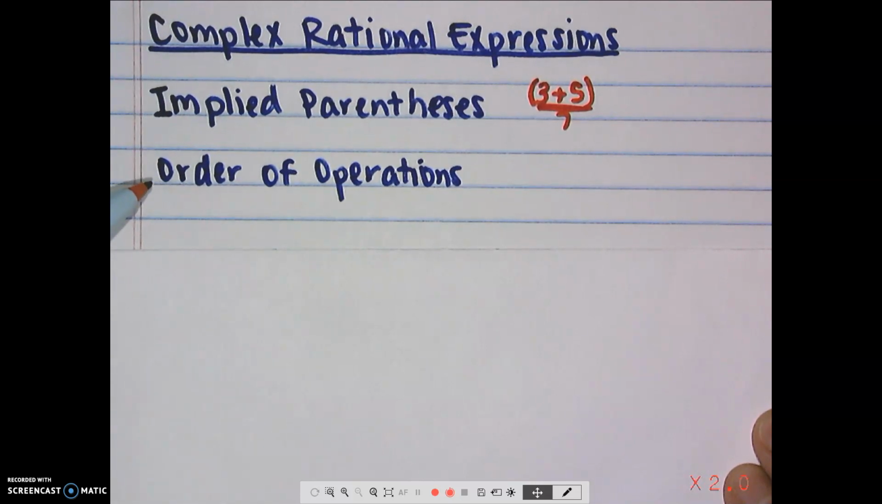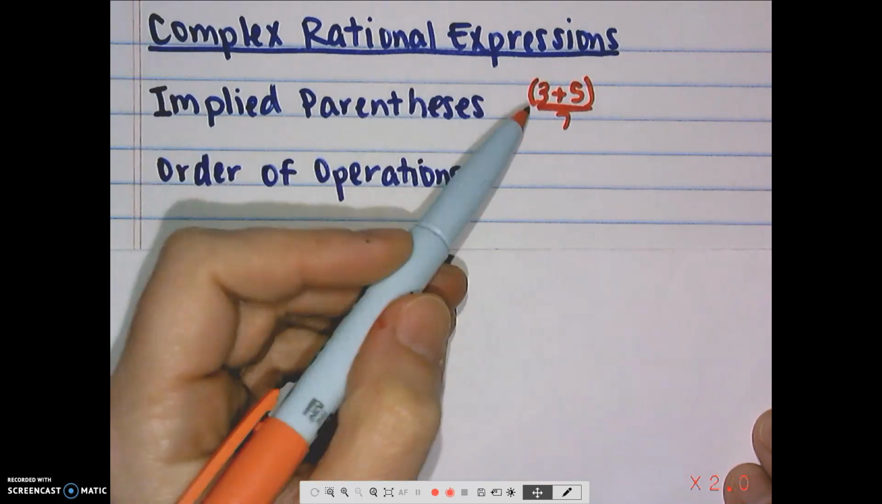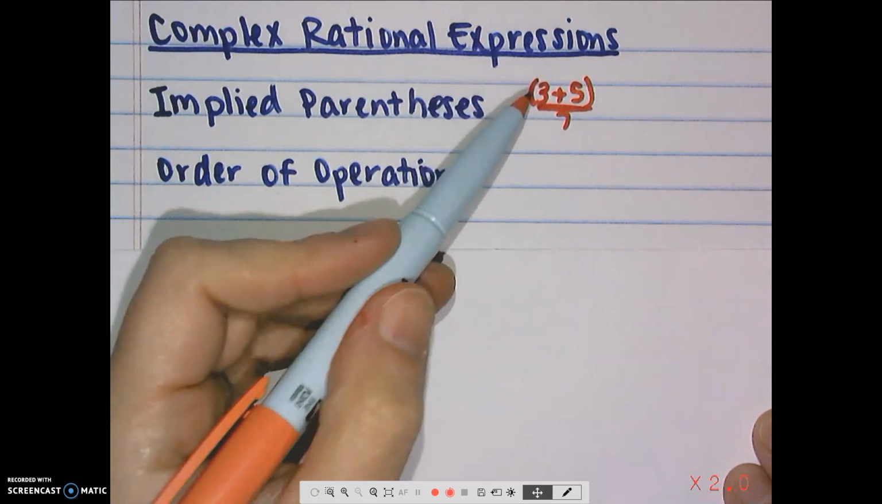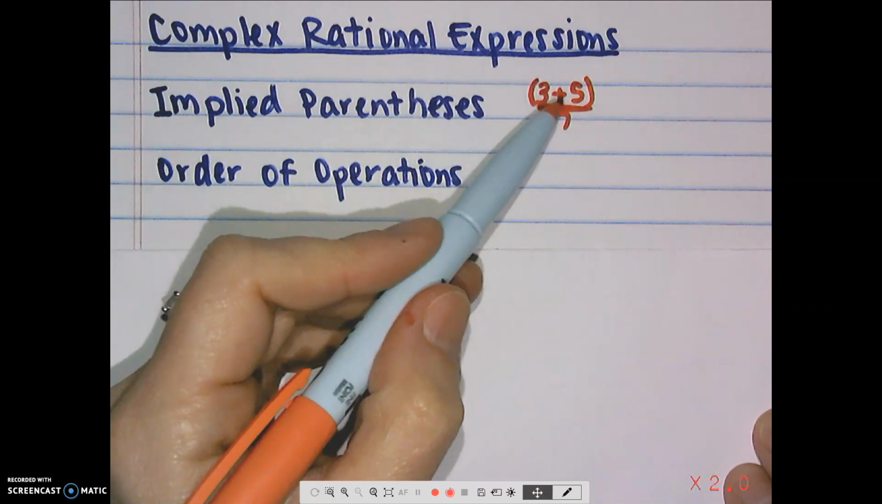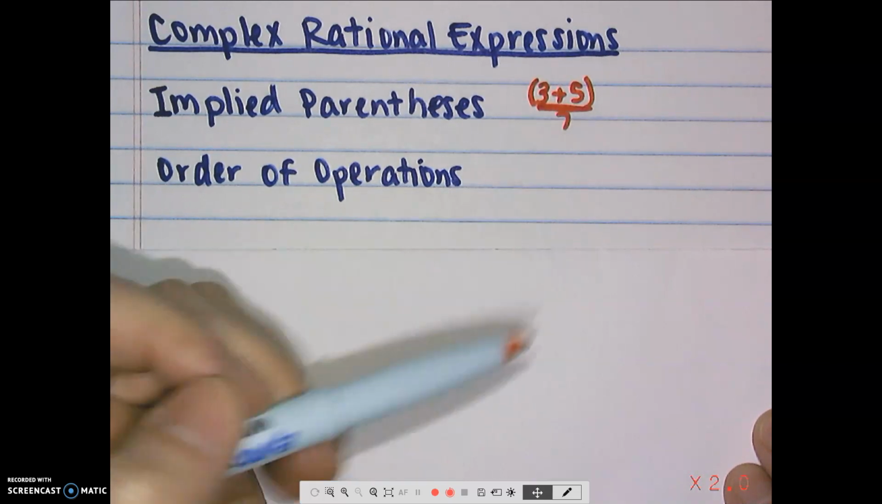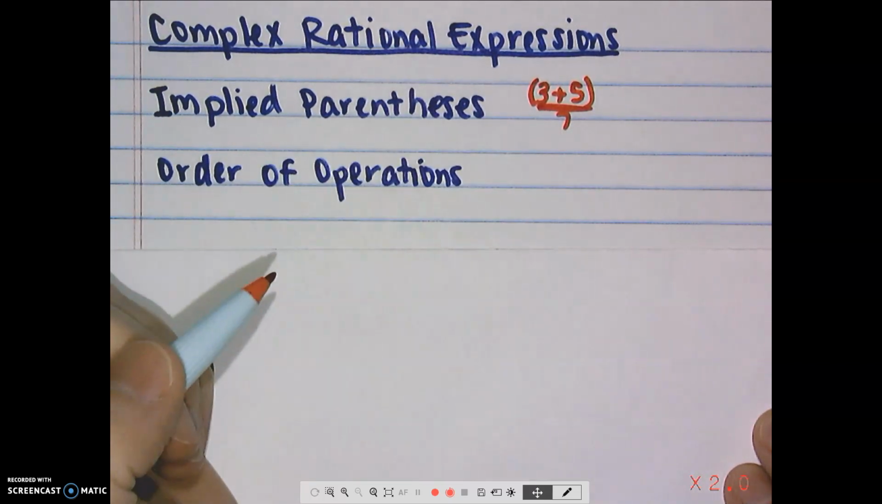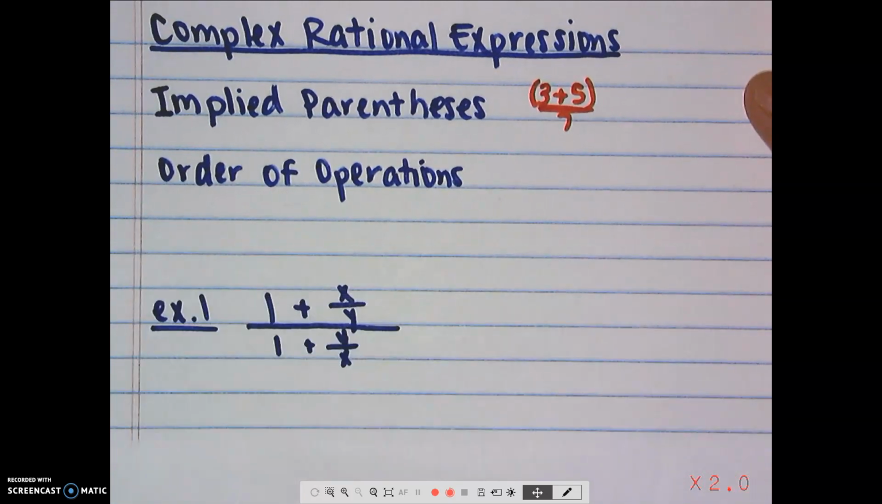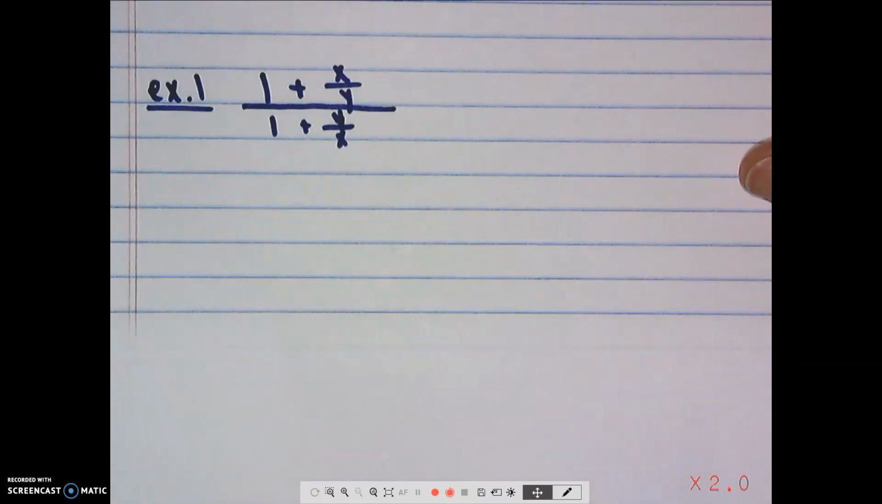That brings up the whole thing about order of operations. So we have to make sure that we're doing things in the correct order. Meaning if we're looking back at this simplified version of a complex rational, we would have to add the numerator first and then divide by the 7. Okay? So remember implied parentheses and order of operations. So let's take a look at our first example.